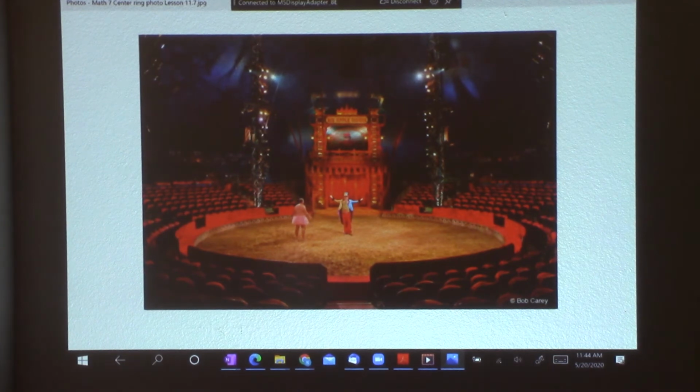So I'm going to read it. The central performance area at a circus is a circular ring having a diameter of 42 feet. Find the area of the ring. Now, why would you want to do that? Why would you want to know the area of the ring?